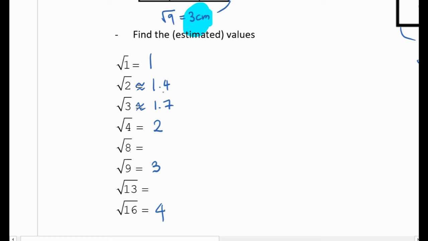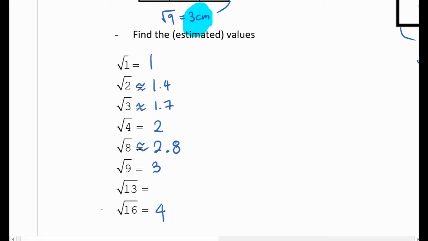All right? Okay, next, the square root of 8. Do you think this is closer to the square root of 4, or closer to the square root of 9? This is definitely closer to the square root of 9, which is 3. So I think this is roughly 2.8.